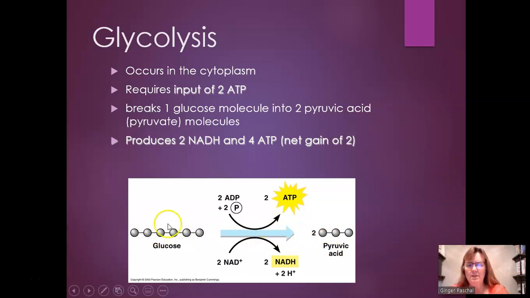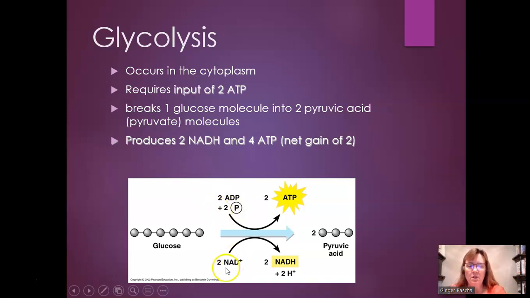In the process, when we break this in half, breaking this bond releases energy, which is great because we invested 2 ATP, and in the process, we got 4 back out. Now, this picture only shows that 2 ATP are made, but it cost us 2, and we made 4. So this picture is showing the net gain of ATP. There's actually a net gain of 2 ATP molecules. It takes 2 molecules to get it started, but we get 4 back. So we profited 2. Pretty good deal.